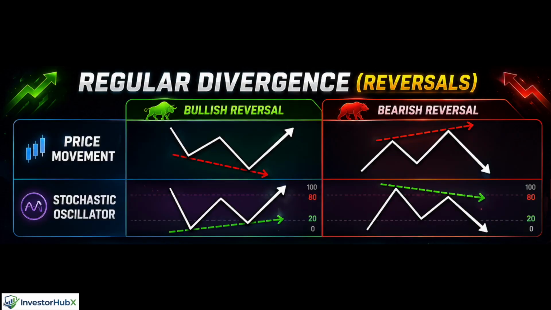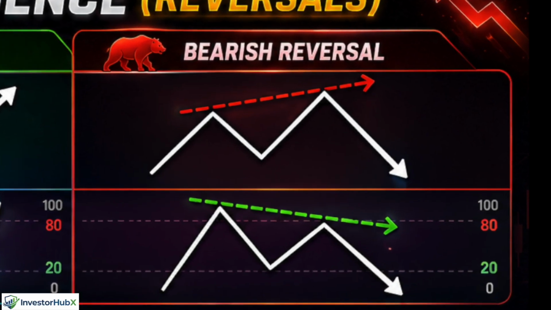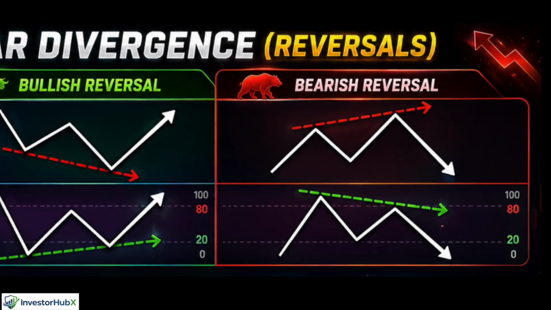Next is the bearish divergence. When price is making a higher high, but the stochastic oscillator is making a lower high, this suggests that bullish momentum may be weakening. Although price continues moving higher, the momentum behind the move is becoming weaker. This could signal that buyers are losing strength, and a potential reversal to the downside may occur.